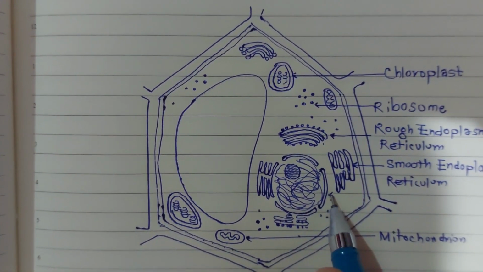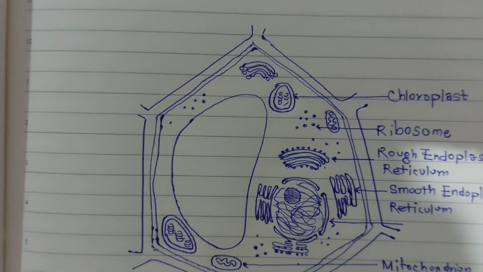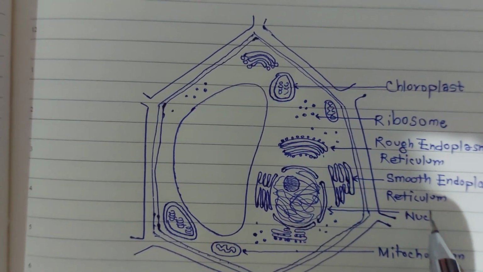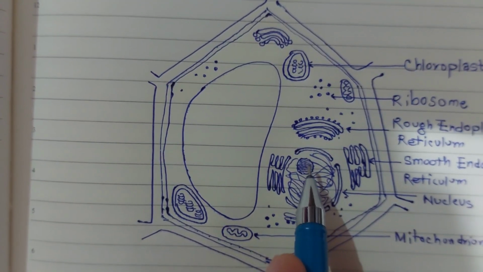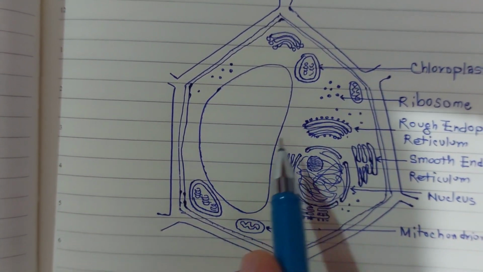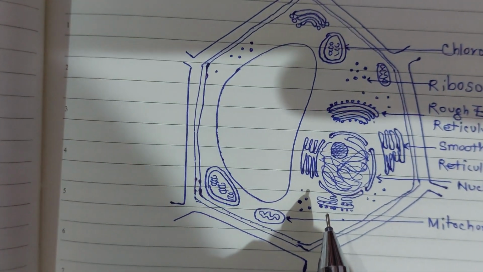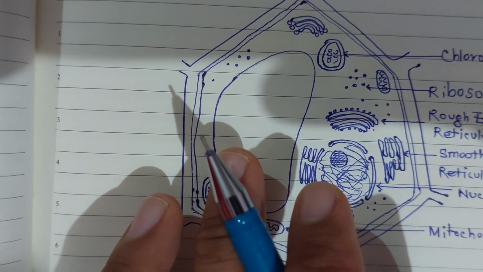Now we have nucleus. We can write here simply nucleus, or we can write nuclear envelope. It depends on us. If you can, write simply nucleus, and these are the parts of nucleus. So nuclear membrane, nucleolus, you can label these things also. And it is a vacuole. This is the large central vacuole, so we can label this also.